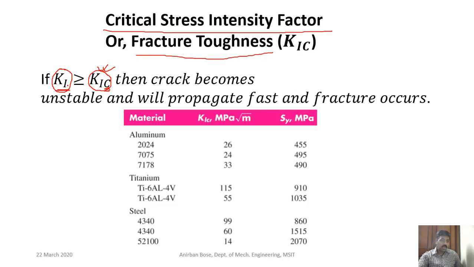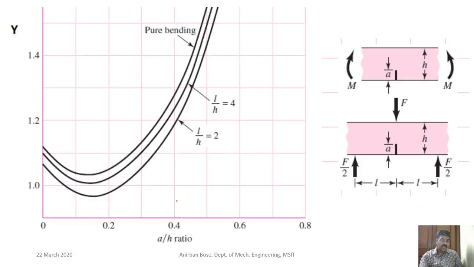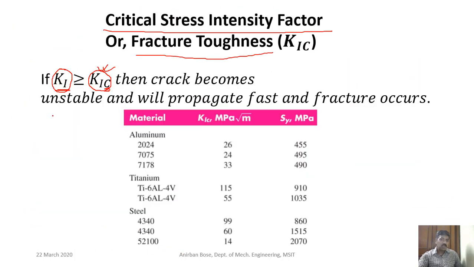And K1, that is the stress intensity factor that we have just seen, is a quantity that we have to calculate based on the crack and the geometry and the load. Then we will compare it with the fracture toughness or the critical value, and then finally take the decision whether the material is going to fracture or not. Okay, so here we can see some of the typical fracture toughness values, and their yield strength values are also noted.